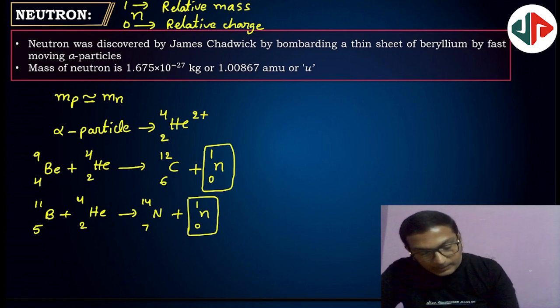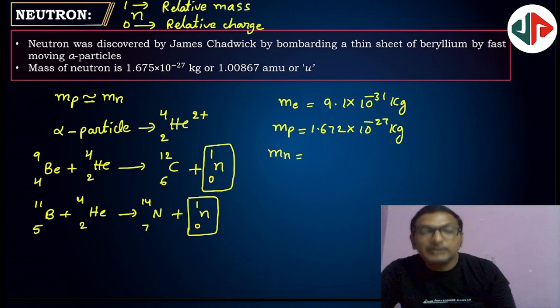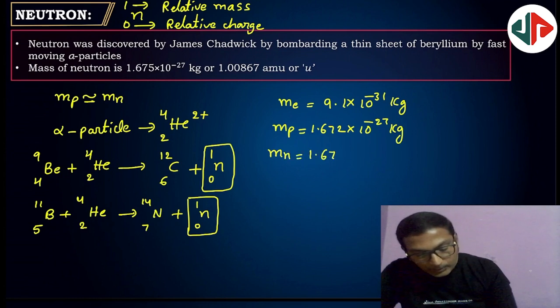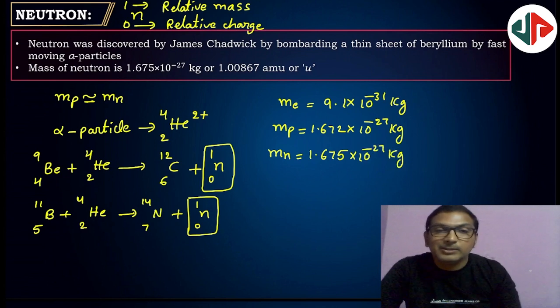Next. Here mass of electron, 9.1 into 10 power minus 31 kg. Mass of proton, 1.672 into 10 power minus 27 kg. And mass of neutron, 1.675 into 10 power minus 27 kg. So mass of proton is approximately equal to that of mass of neutron.